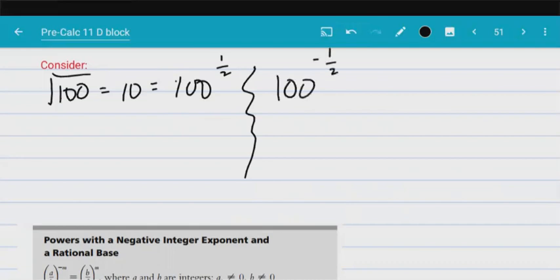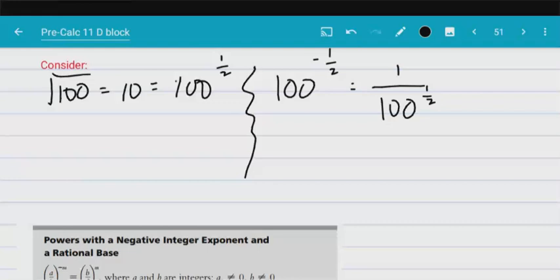100 to the negative 1 half. If you are to use a calculator, you will see that the answer is 1 over 10. Now, if you're thinking, where did that come from? We know that when you have a negative exponent, it is going to be 1 over the expression, right? So another way of writing this would be to make it 1 over 100 to the 1 half. If that is sort of unclear, pause this video for a bit and think about what I just did so that you can have a better understanding of it.